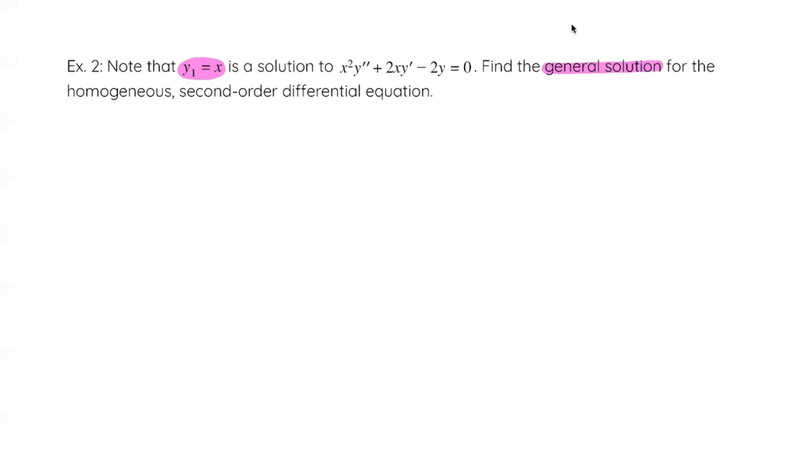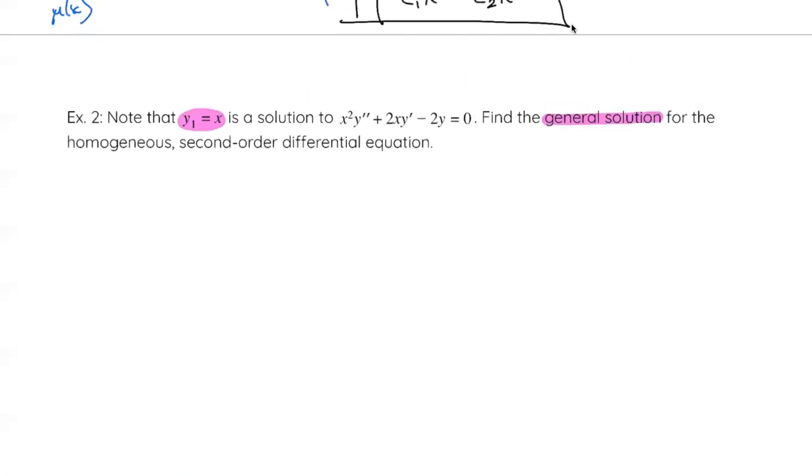Right, so the structure of the question is very similar to the first one. The parts in the pink tell me I have to go through that same process as before. The y double prime tells me I have a second order differential equation, and my equals 0 tells me I have a homogeneous second order differential equation. Okay.